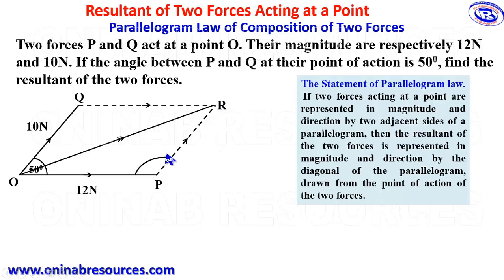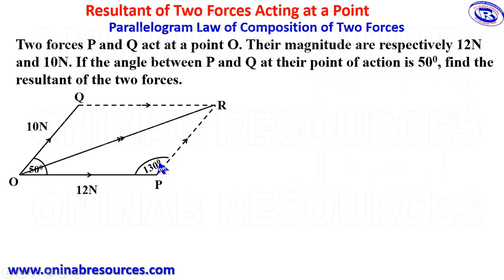So before then, we know by property of parallelogram, this is 130 degrees. And you know the opposite sides are equal. This is 10 newtons. So we can now go ahead to find the side P using the cosine rule. At the same time, we find the angle, that is the direction of the resultant.